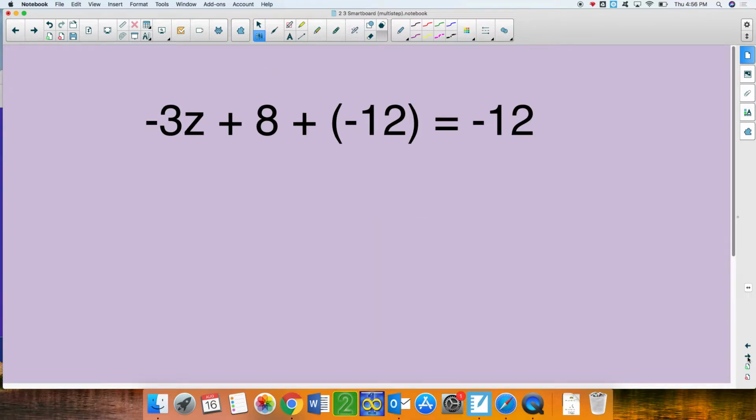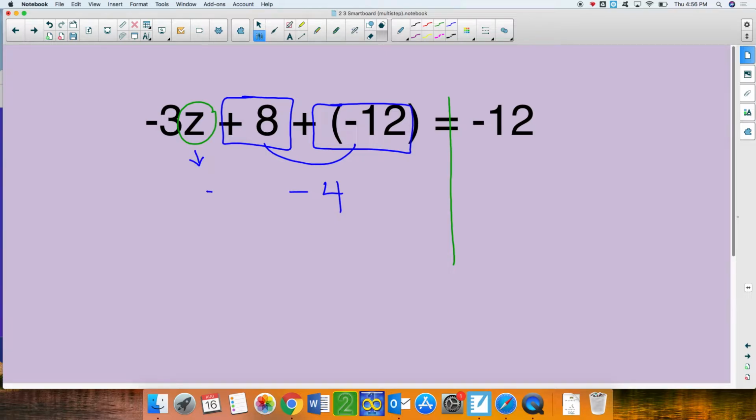Example 2. So this time, I'm going to draw in my equal sign. I have negative 3z plus 8 plus negative 12 equals negative 12. And what you'll notice this time is that I don't have more than one z. I can just circle that z. But what I do have are two constants. I have a positive 8 and I have a negative 12. And so we can combine those integers by subtracting and keeping the sign of the biggest, and that would give us a negative 4. And then I can just bring down my negative 3z, bring down my equal sign, and negative 12.